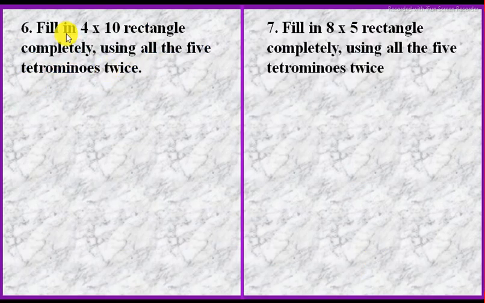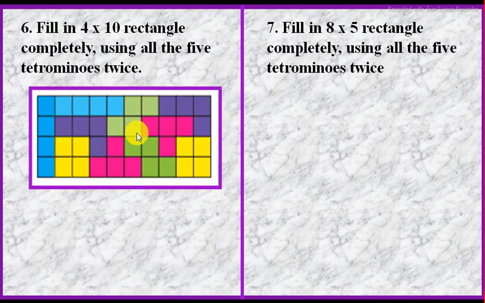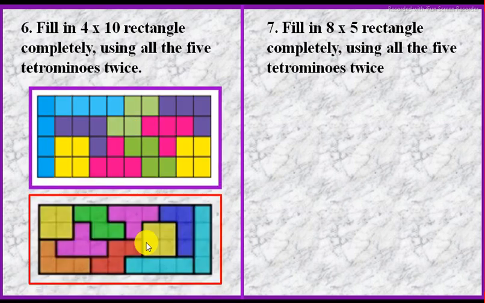Sum number 6 and 7 is there for you. Fill in the 4 into 10 rectangle completely using all the 5 tetraminos twice. So here you have an example. You can do it in the other way also. So your answers may vary. It is your creativity of producing it.